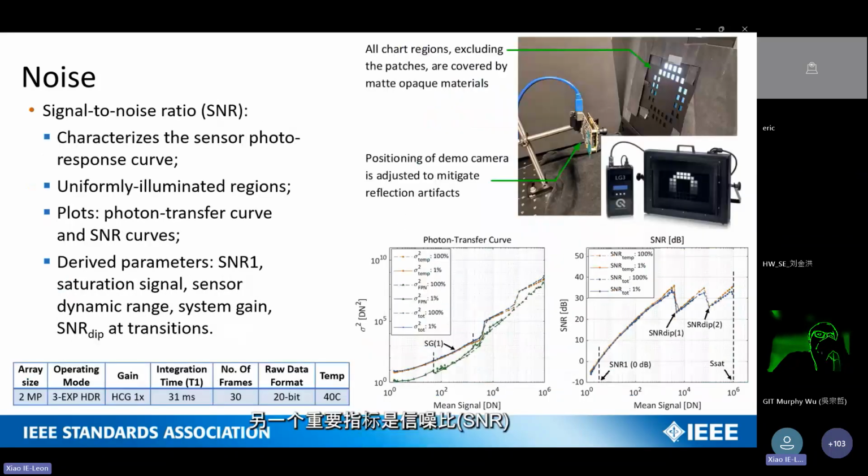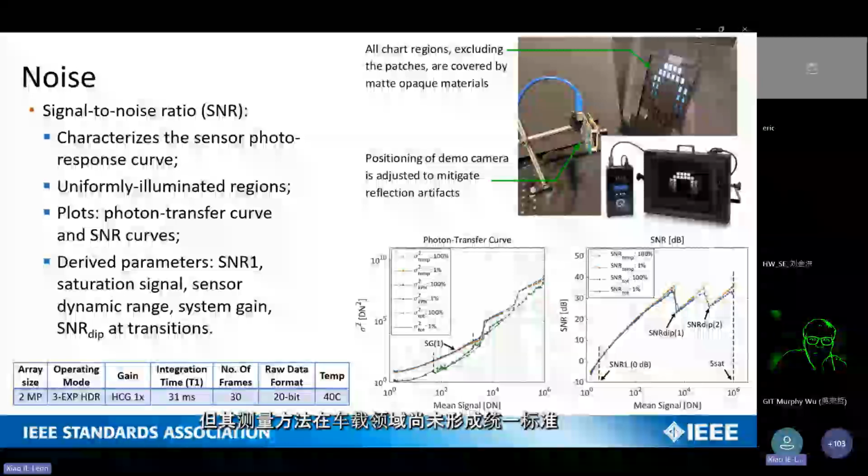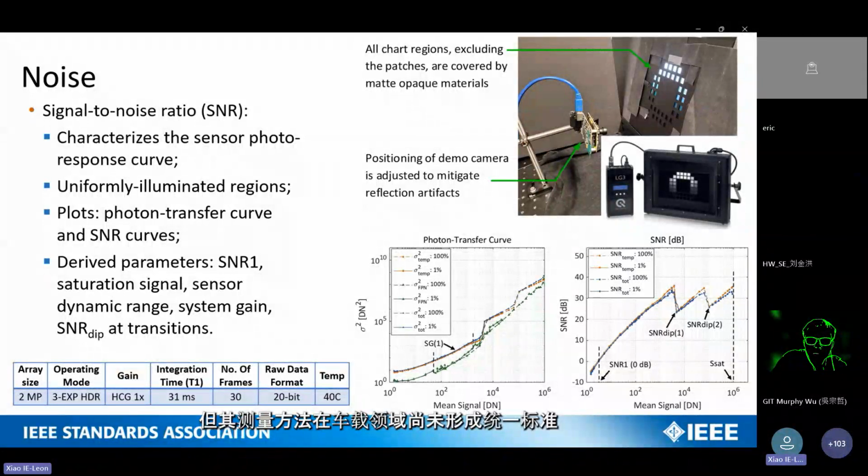Another measurement for noise is then the SNR. As I said, SNR itself is a well-established metric, but how exactly it shall be measured and some of the definitions are not well defined and not established for the automotive environment. So that's why it has been done here.